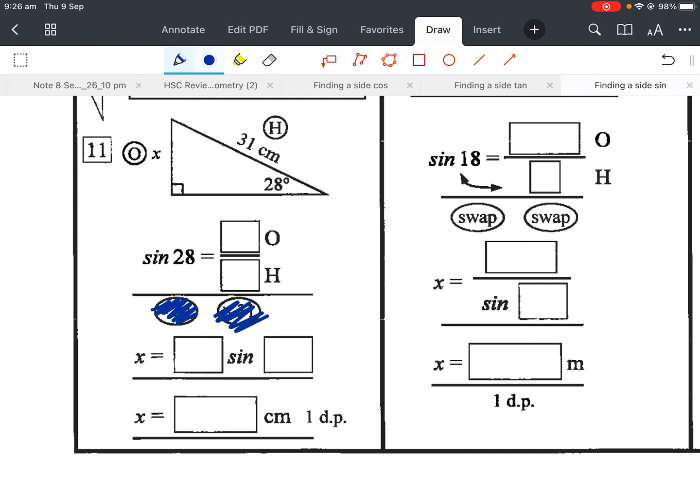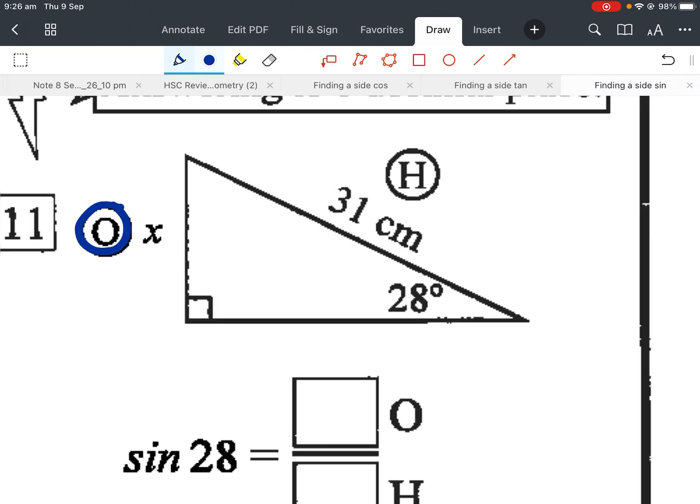So let's have a go. The first thing you always need to do when you're doing these is you've got to label your sides. So you'll notice they've labelled the O and they've labelled the H. Remember, the H is the easiest because it's opposite the right angle. And then the O is next because it's opposite the angle that we need to use in the question.